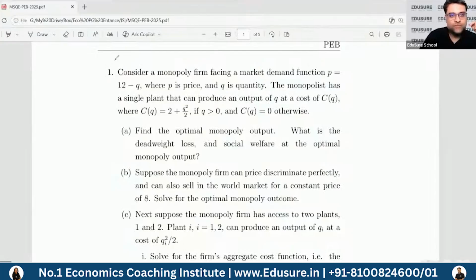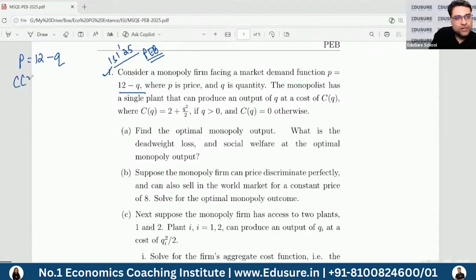All right, so this is ISI 2025 PEB. Question number 1. Consider a monopoly firm facing a market demand function, P is equal to 12 minus Q. The monopolist has a single plant that can produce at cost C(Q) = 2 + Q²/2, and C(Q) is equal to 0 otherwise. That means if it does not produce, it will not incur the fixed cost either. That is what it means.